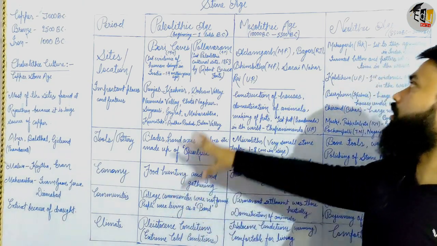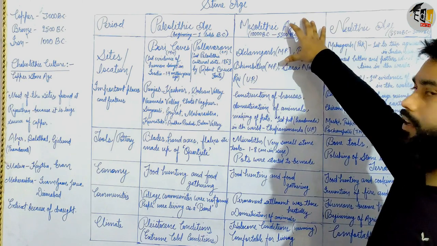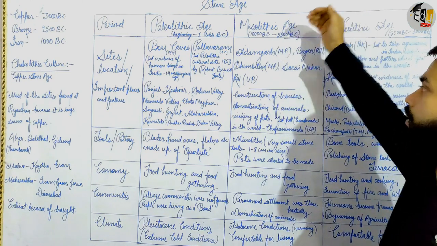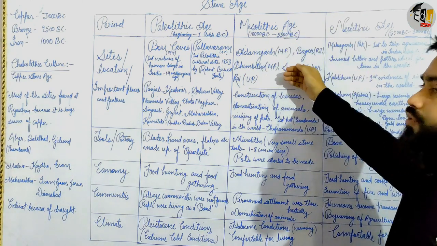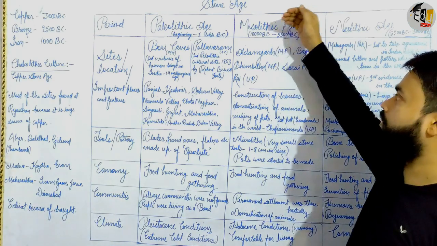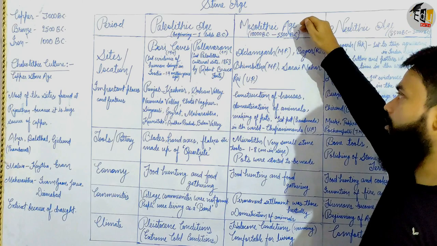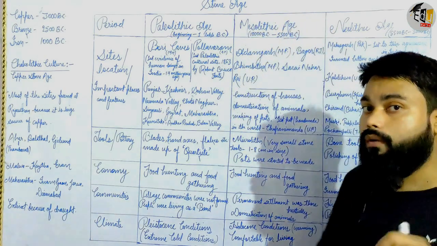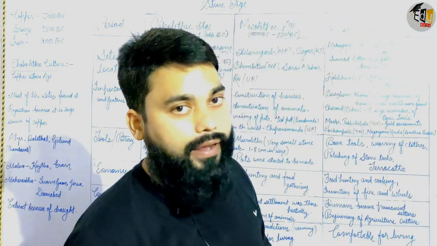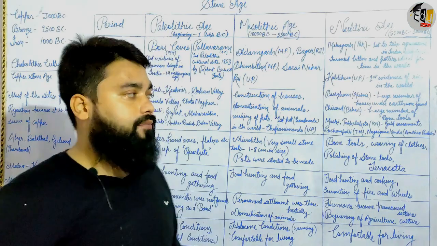Now talk about the Mesolithic age. In Mesolithic age, we have found many sites as mentioned here, and the timeline of Mesolithic age is 10,000 BC to 5500 BC. We must remember the timeline. I have told you many times that please memorize the timeline.